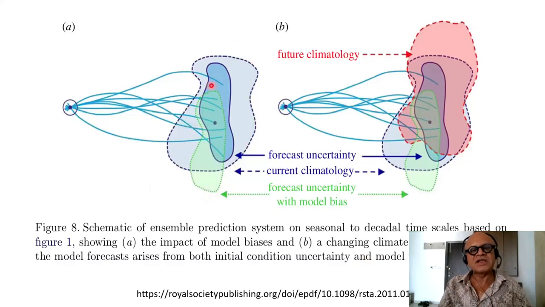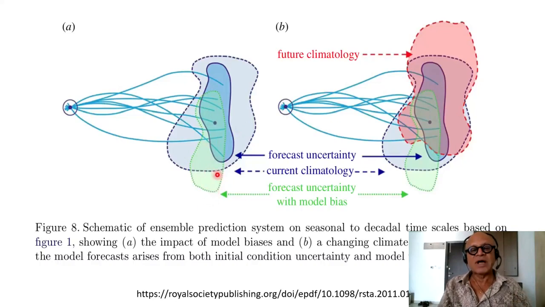You can see that there is the climatology again. There are initial conditions, and there is our forecast uncertainty. But the forecast uncertainty with model bias is shifted over here. A model can have systematic bias. For example, in the monsoon regions, models typically tend to rain less than climatology. So when you do seasonal forecasts, you typically don't say it's going to rain 800 millimeters if that's the climatological amount of rain; you tend to say rain will be above normal, below normal, or normal. So you tend to state some anomaly.